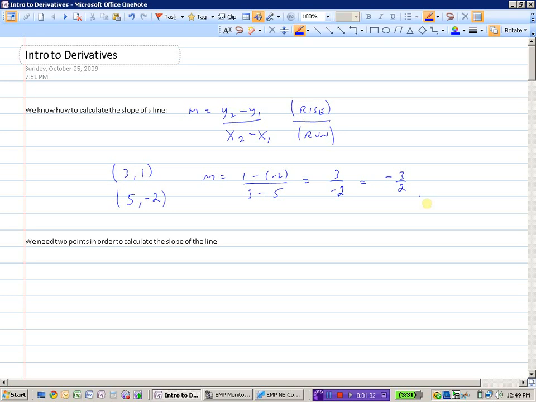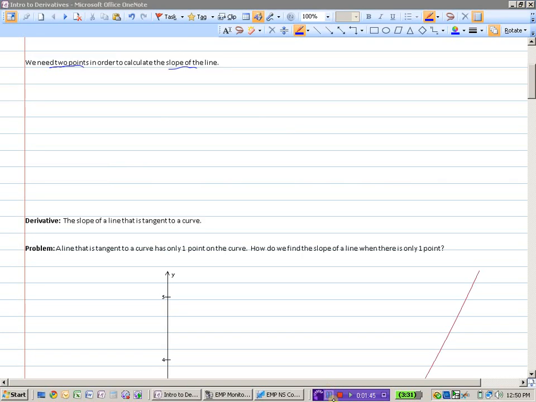So we need 2 points in order to calculate the slope of a line, because that's how we find slope. Rise over run. Y minus y over x minus x. So, what is a derivative? Well, here is a very simple definition of what a derivative is. The derivative is the slope of a line that is tangent to a curve. The slope of a line that is tangent to a curve.